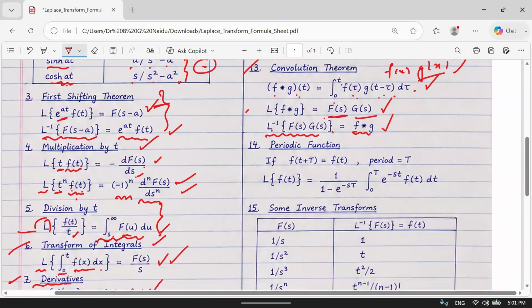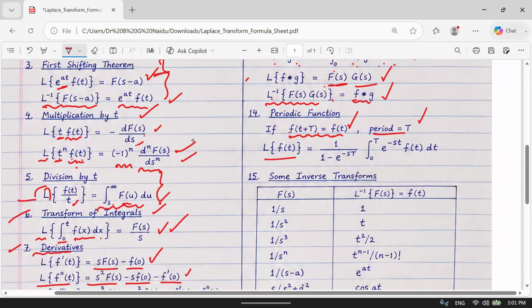Okay. There is a periodic function. A periodic function is something like this. So f(t plus capital T) can be written, which means the same waveform repeats with period T. So the Laplace transform of f(t) can simply be written as 1 by 1 minus e to the power minus sT, times the integral from 0 to T of e to the power minus st f(t) dt. So this is for the periodic function.